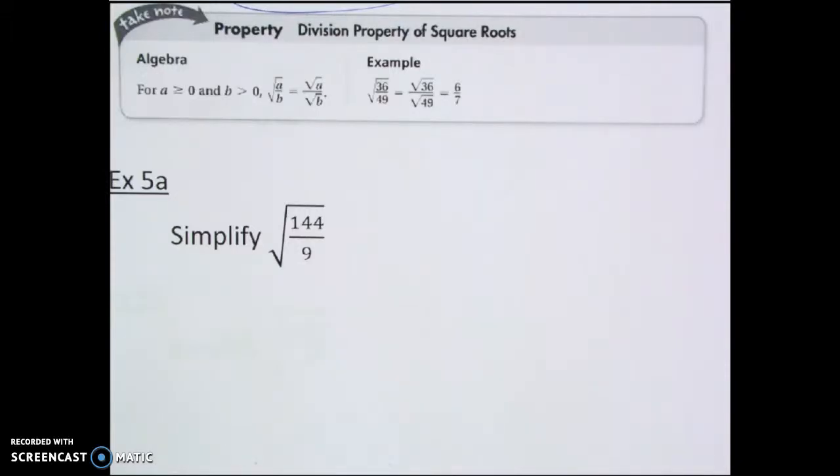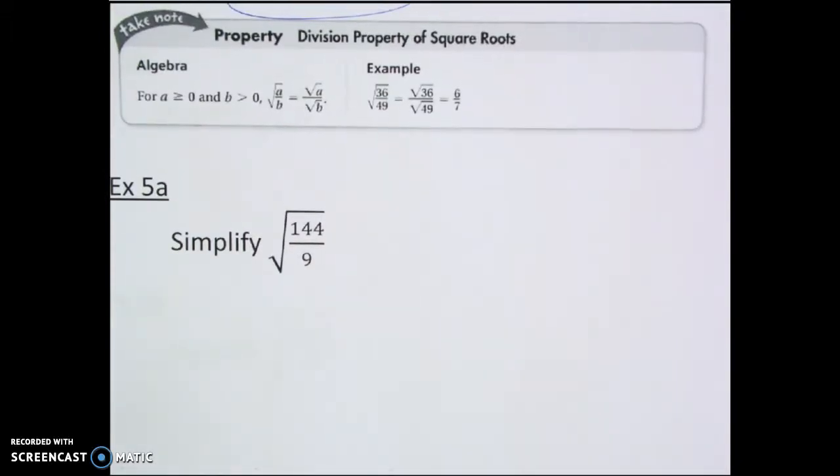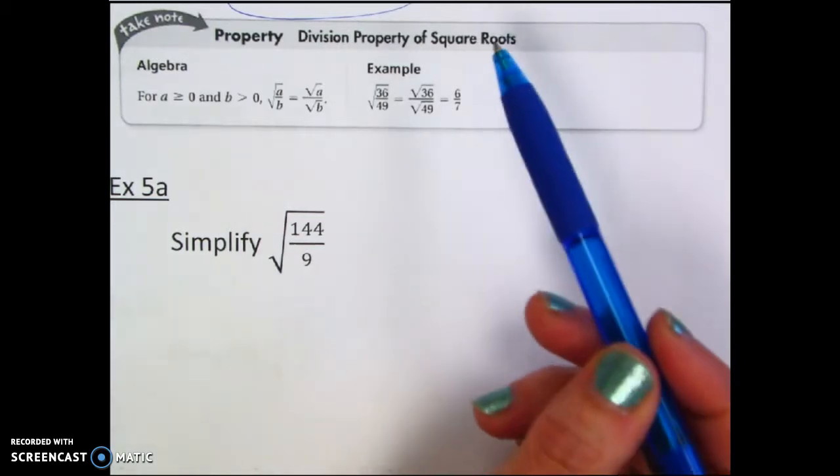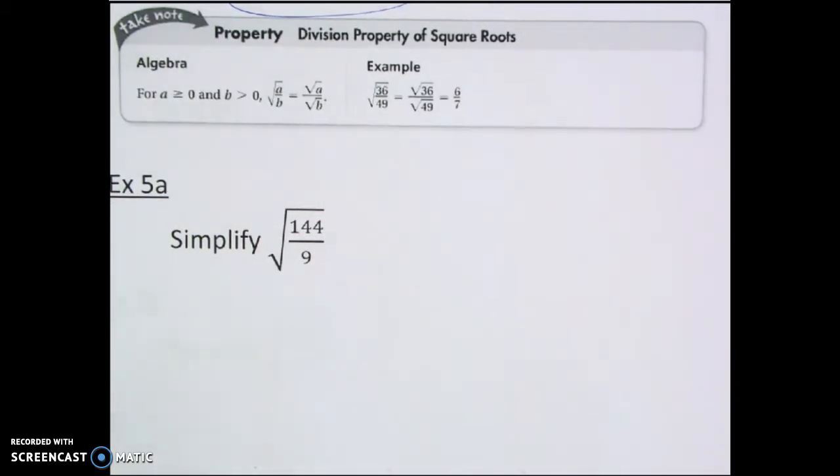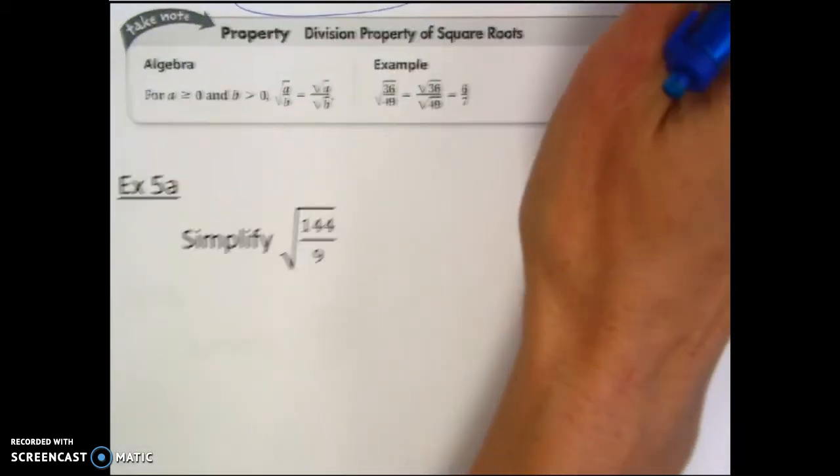Okay, finally, simplifying radicals, part 3. Now, we learned about multiplying radicals, putting two radicals that are multiplied together, separating them. Now we're going to learn about dividing radicals.